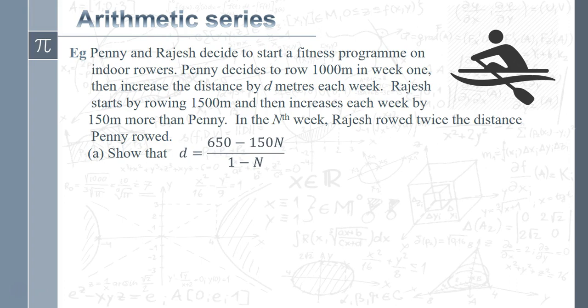And we're given a fact that says in the nth week, Rajesh rowed twice the distance that Penny rowed. And the first job is to show that our distance is given by this rather unpleasant looking formula here. Okay, so let's go for it.